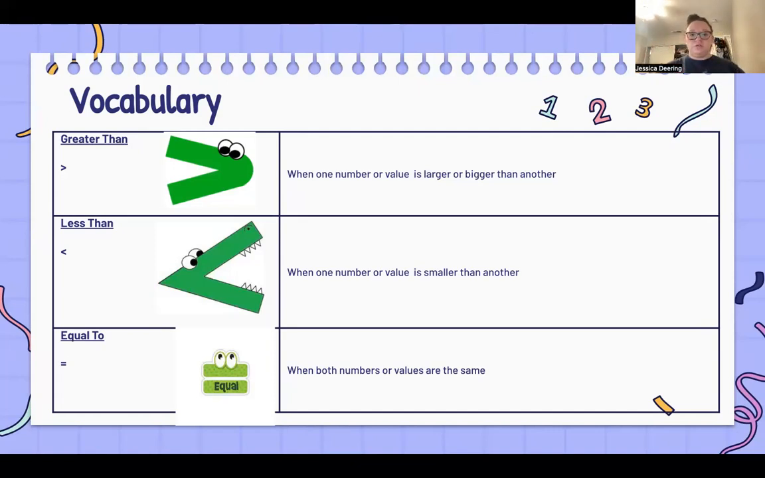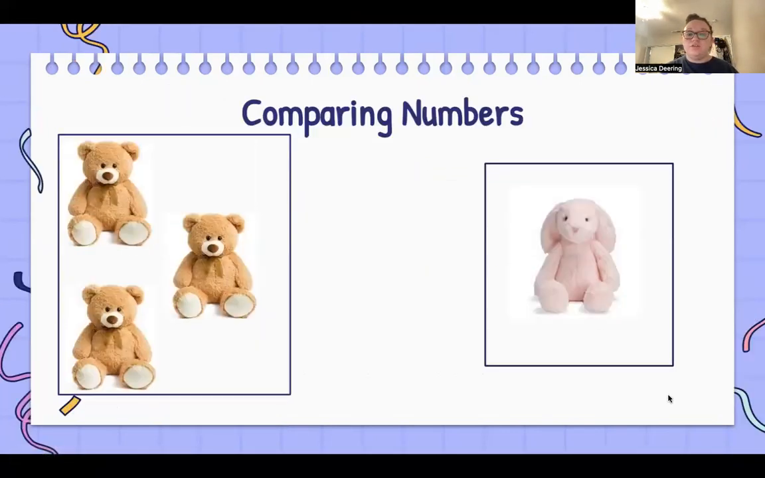And if they're equal to, can I see some hand motions? We're going to go equal to like this. That means the numbers are the same. That's right. They are the same. So first we're going to look at some examples here.